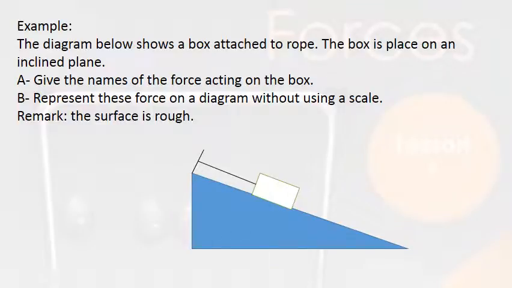Let's study this example. The diagram below shows a box attached to a rope. The box is placed on an inclined plane. A. Give the names of the forces acting on the box. Can you name one force acting on this box? Give the name of a force. Tension, weight. Okay. The first force we have is weight. Tension. Good. Normal reaction.